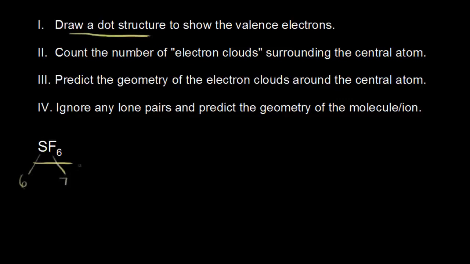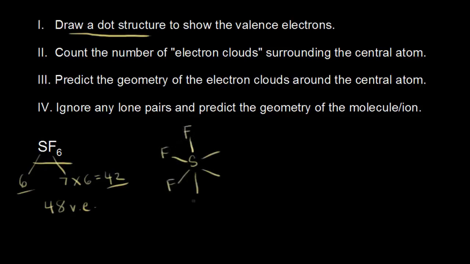Fluorine is in group 7, so 7 valence electrons, but I have 6 of them. So 7 times 6 gives me 42, and 42 plus 6 gives me 48 valence electrons that we need to show in our dot structure. Sulfur goes in the center, so we go ahead and put sulfur there, and we surround sulfur with 6 fluorines. So let me go ahead and put in those 6 fluorines surrounding our sulfur.